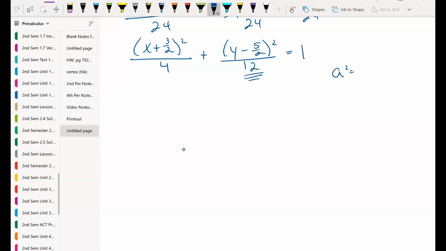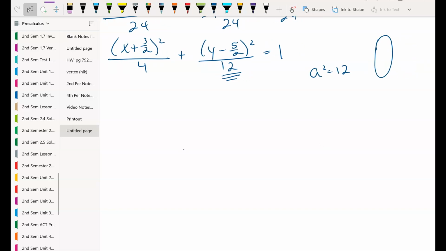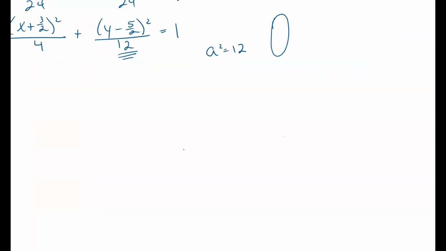So I know a squared is 12. That also lets me know, since it's under the y, that my graph is stretching this way. So let's go ahead and do a quick graph and see if that helps us. I'm going to make this a little bit larger, my friends, and see if we can understand where this is going, okay?